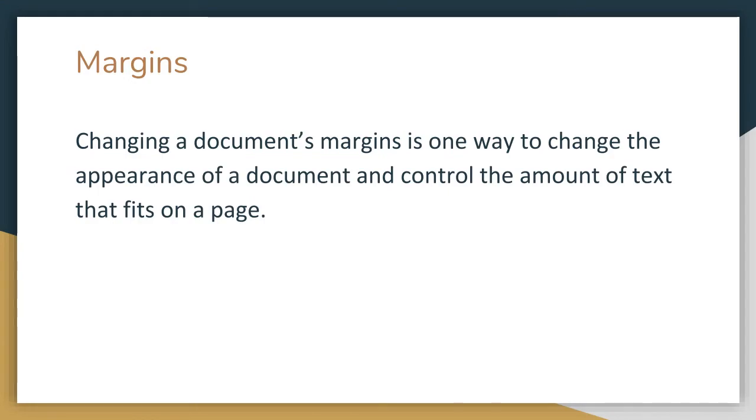Changing a document's margins is one way to change the appearance of a document and control the amount of text that fits on a page. So if I have a 2-page document and my second page only has 10 words on it, I don't want to print out and waste that one paper for that 10 words. So I will adjust my margins and make them a little bit smaller so it'll fit on one page.